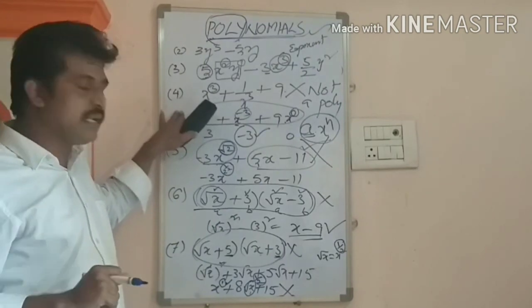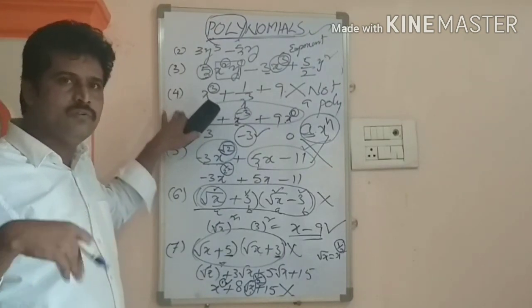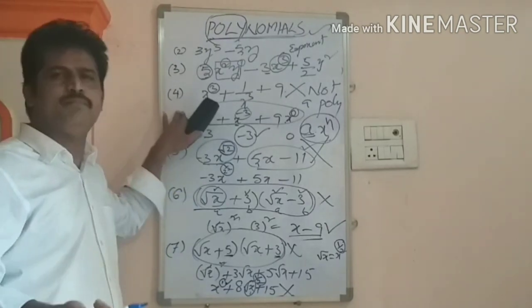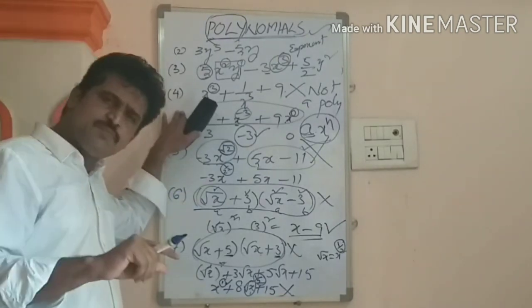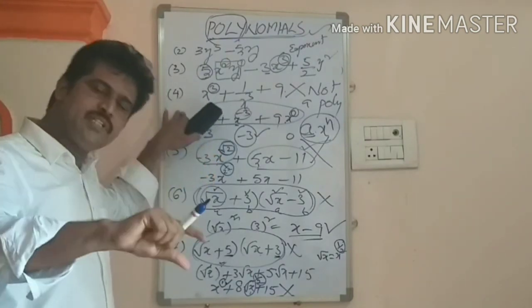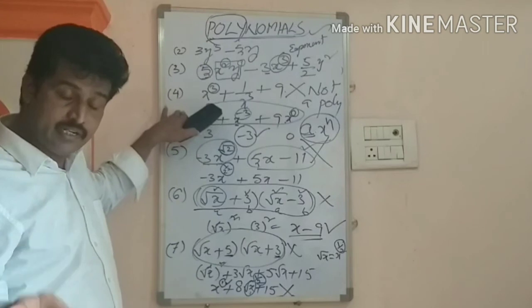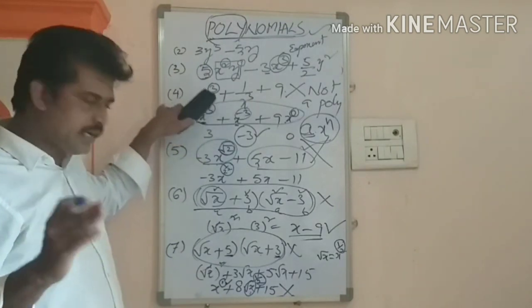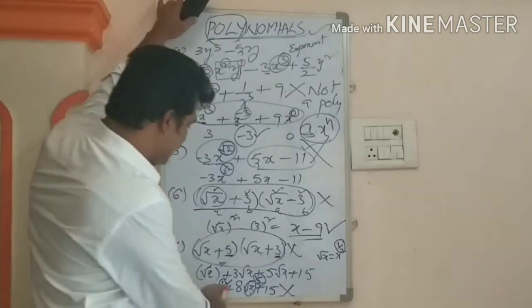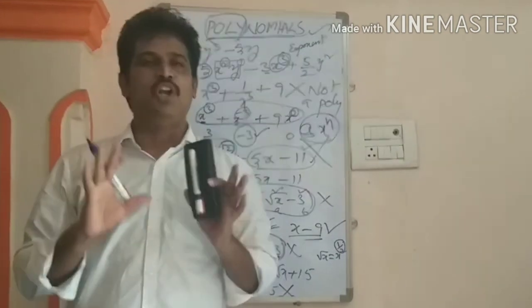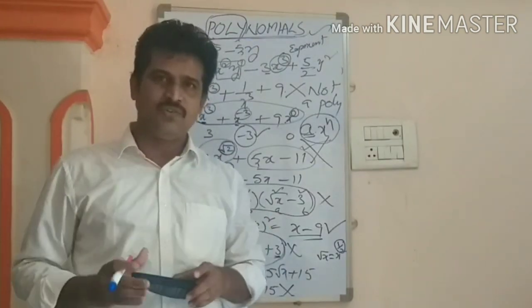So, children, try to practice it. Try to write some polynomials and observe which is a polynomial, which is a monomial, what is the power, whether the power is an integer or a rational number or an irrational number or a real number, like that. So, try to practice it and try to recognize what is a polynomial. Okay? Thank you very much.